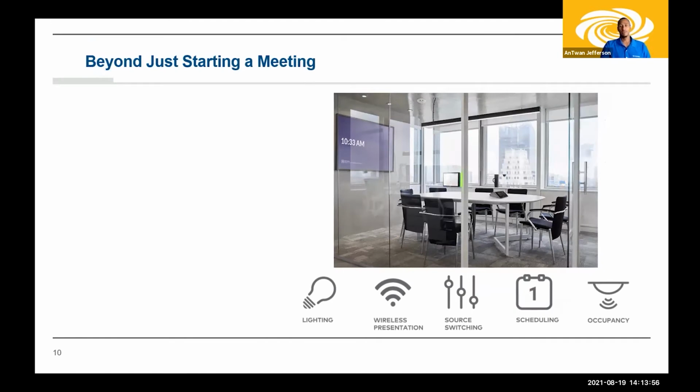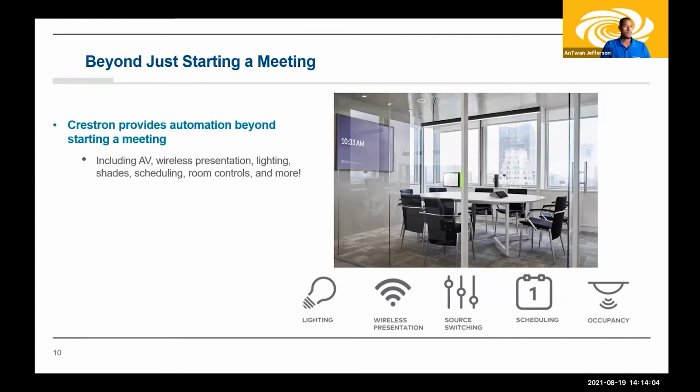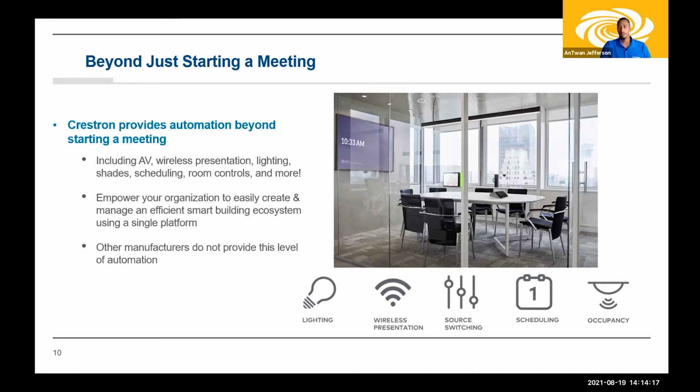So beyond just starting a meeting, Crestron provides automation, including AV, wireless presentation, lighting, shades, scheduling, room controls, and more. So you're able to empower your organization to create and manage your efficient smart building ecosystem using one single platform. You don't have to utilize multiple vendors throughout the process. You have one go-to for the entire solution.